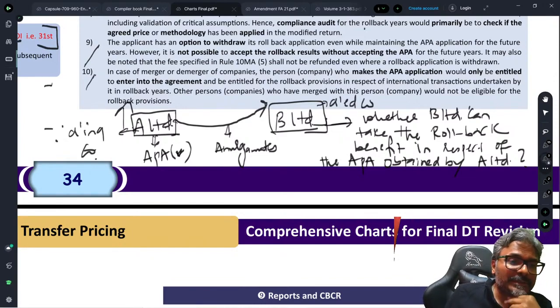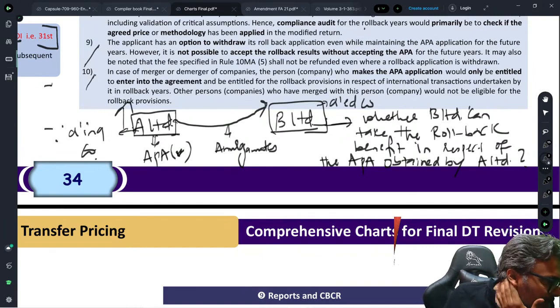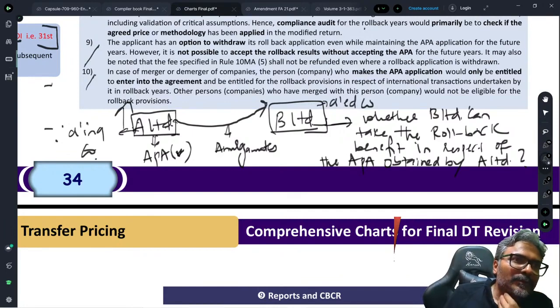What is your take, students, in this case? Is it possible, students? Point number 10, is it possible or not? Quickly, students. To that, students, the answer is, Mamta, B Limited cannot. This is what it says.